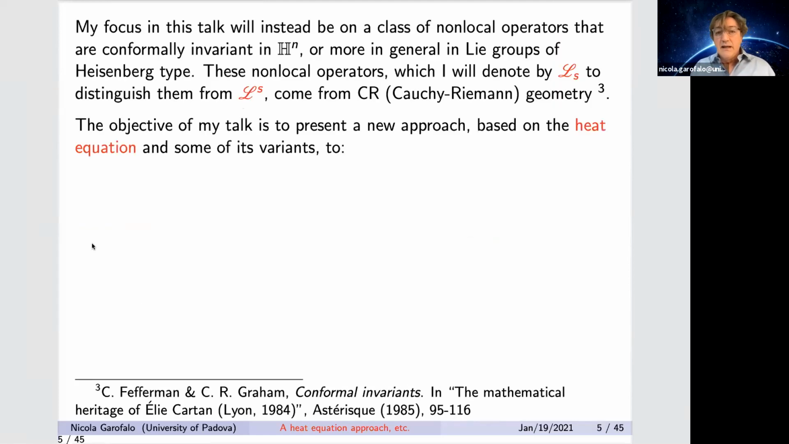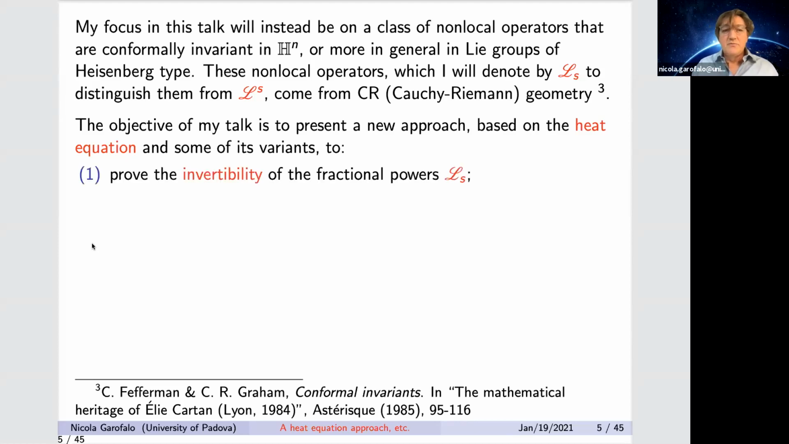This is just a preface, so I will not put any definitions at this moment, but I will give you some definitions as we move on. The objective of my talk will be to present a new approach based on the heat equation and some variants of it, to prove the invertibility of these fractional powers.